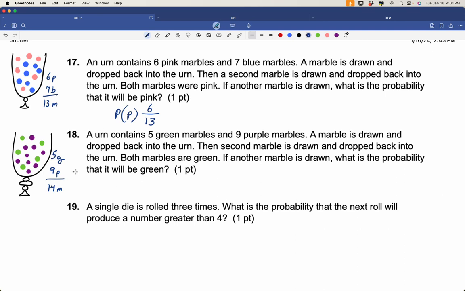This doesn't change. We still have 5 green and 9 purple. Both were green. That's awesome, but there's still 5 green ones because we put them both back in. So if another marble is drawn, what is the probability that it will be green? Well, we have a total of 14 marbles, and 5 of them are green. So 5 out of 14 is our probability of drawing a green marble.